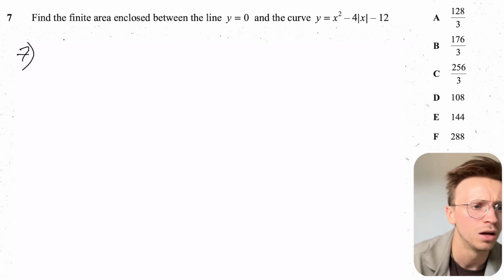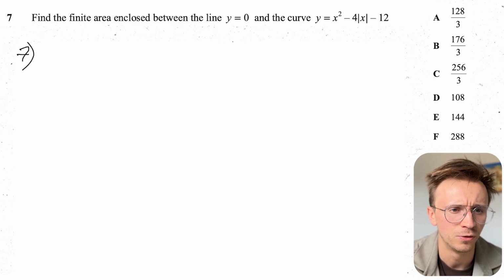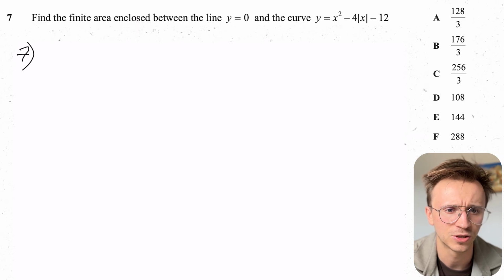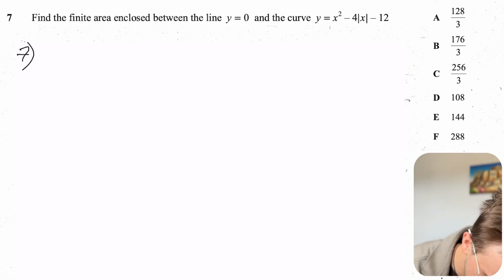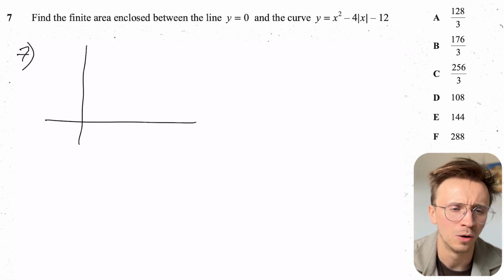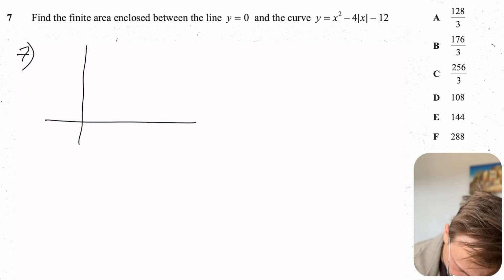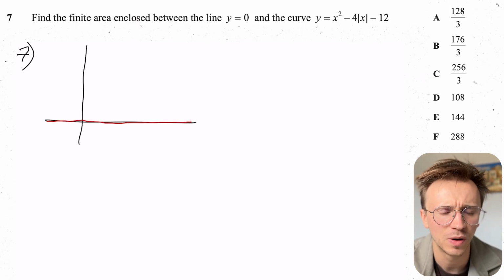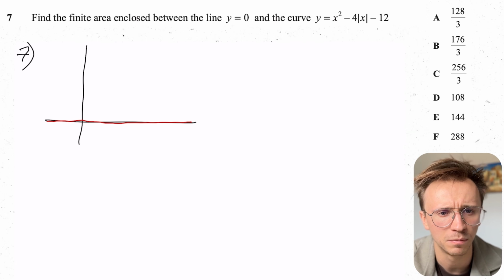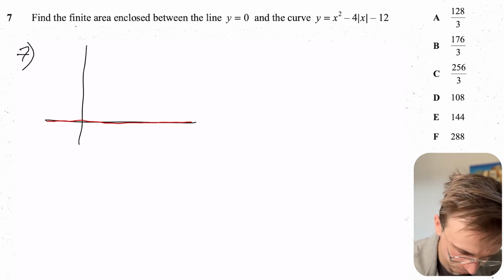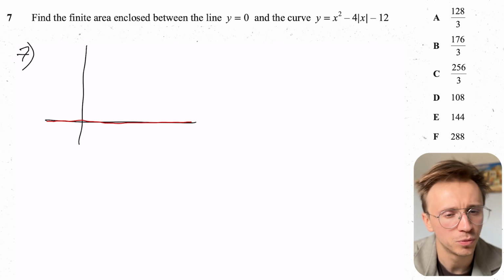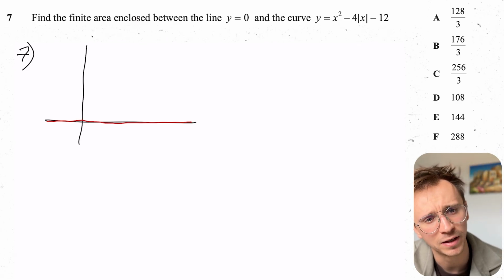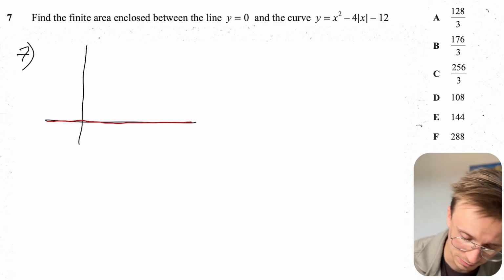Seven. Find the finite area enclosed by the line y = 0 and the curve y = x squared minus |4x| minus 12. So let's first sketch it. y = 0 is just the bottom, and then x squared minus 4x minus 12. What does that look like? Where does that hit the axis is my first thought.